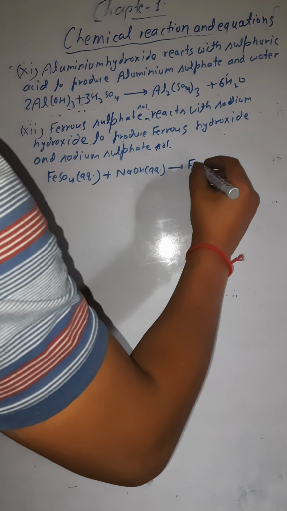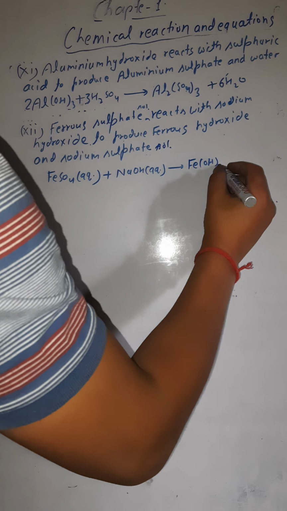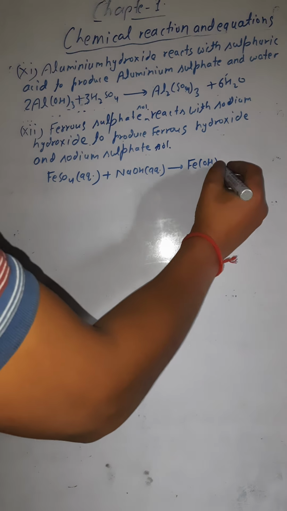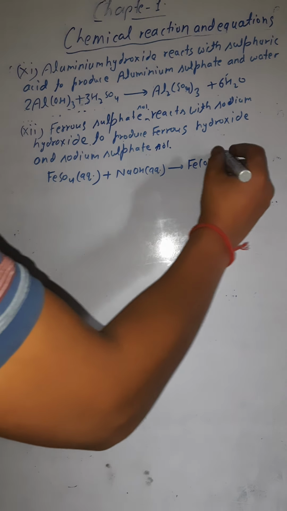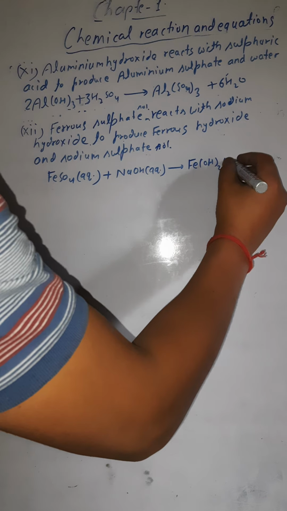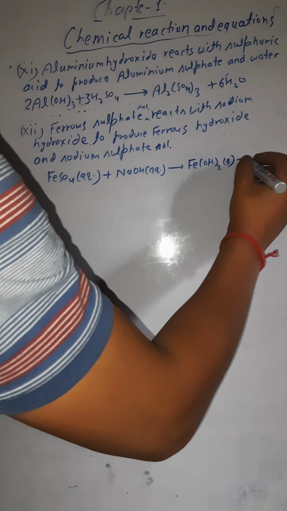Ferrous hydroxide is Fe(OH), how much? Whole twice or whole thrice? Whole twice. Fe(OH)2. This is ferrous hydroxide, and its state will be solid state because it's a precipitate. So precipitate is always solid. Okay, it is not dissolved. It is not dissolving there in the solution.